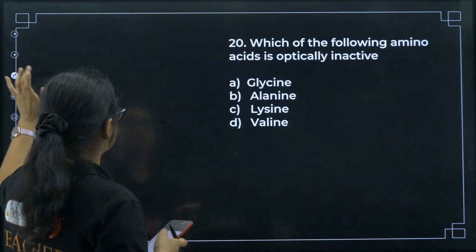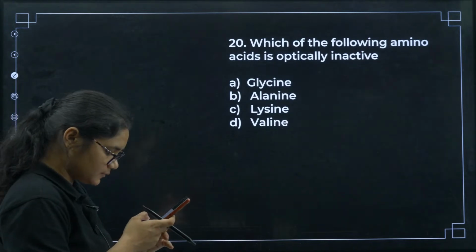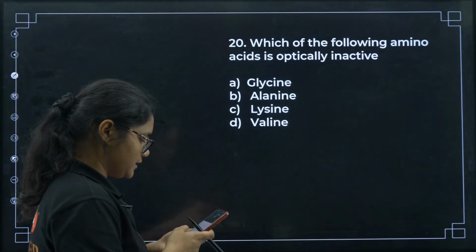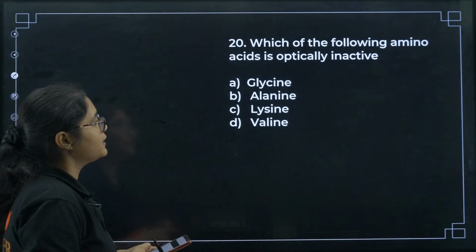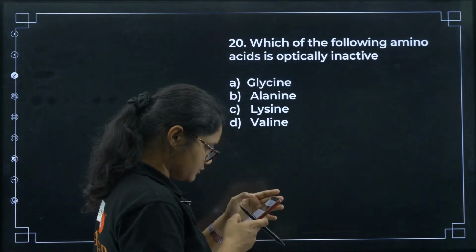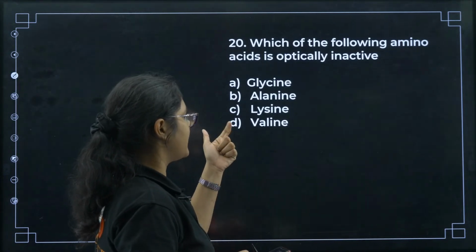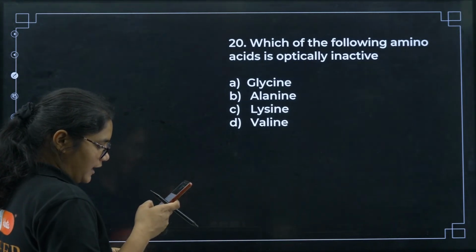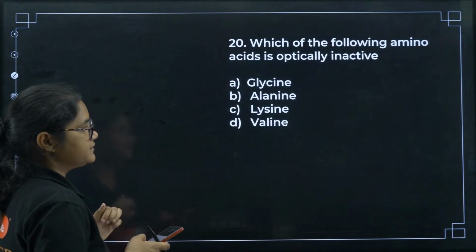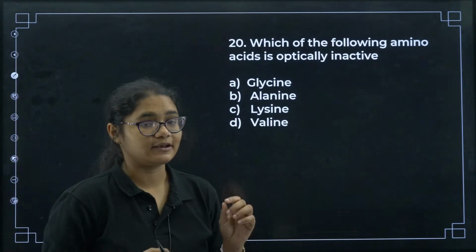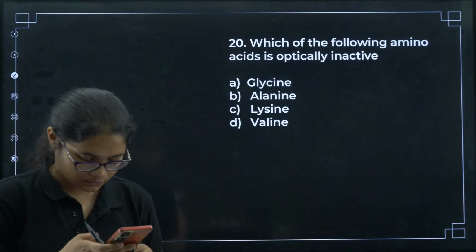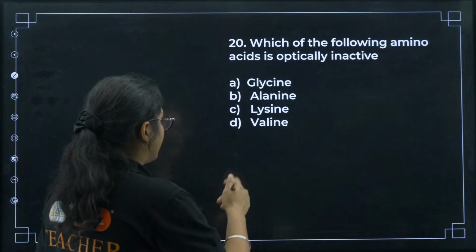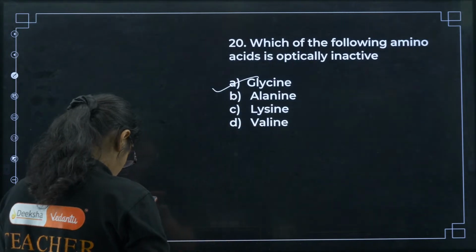Next, moving to question number 20. Which of the following amino acids is optically inactive? This is also a very important question. Glycine, alanine, lysine and valine. Optically inactive means it doesn't rotate plane polarized light. It doesn't have a chiral carbon. So this is a very easy and typical question. 20A is correct, glycine. All of you are correct here.